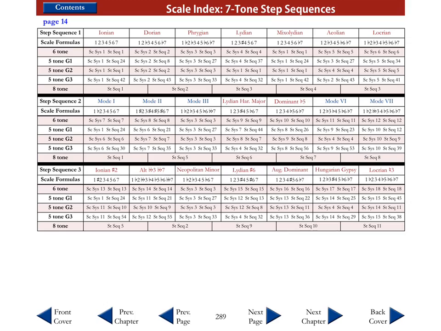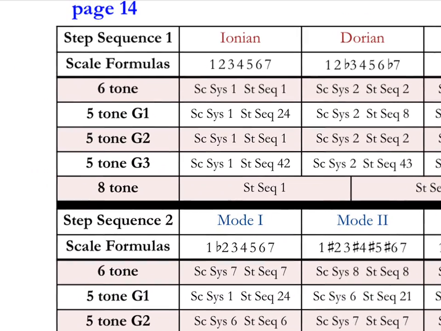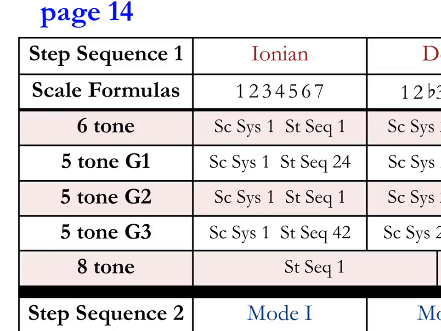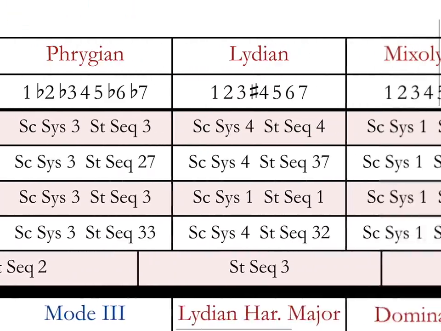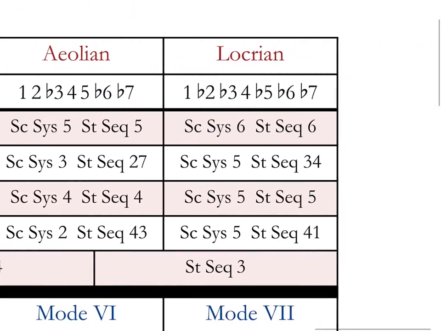Starting in the 7-tone step sequences, we look at step sequence 1, and we see the Ionian scale, also known as the major scale, and all of its modes: the Dorian, Phrygian, Lydian, Mixolydian, Aeolian, and Locrian.